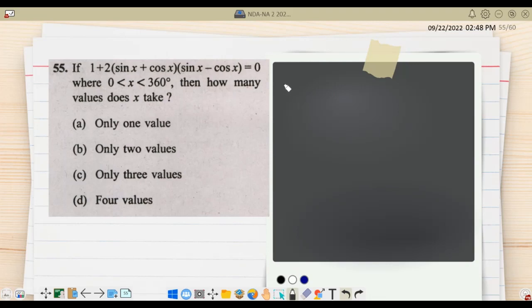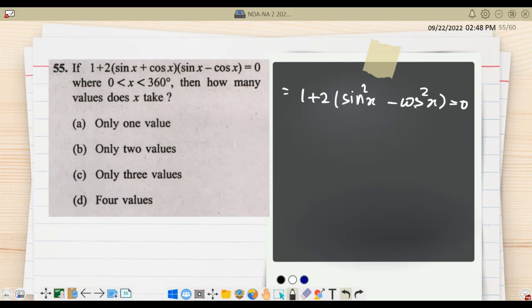Now we're going to see the 55th question. 1 plus 2 into, there is the a plus b and a minus b formula. It's going to be 1 plus 2 into sine square x minus cos square x is equal to 0. So how many values can x take? Given that x is between 0 and 360, find all the values of x between 0 and 360 satisfying this equation.